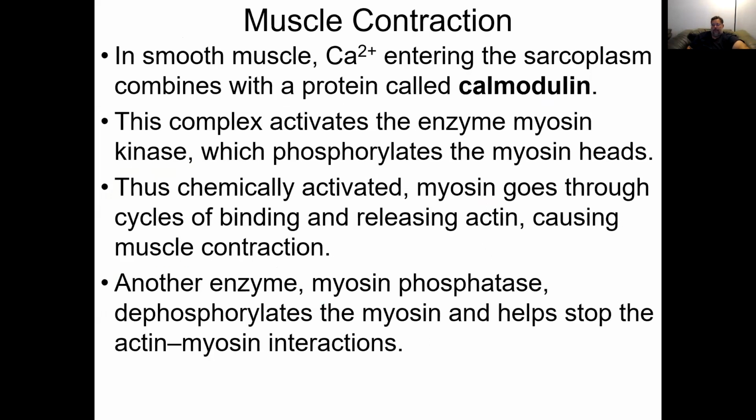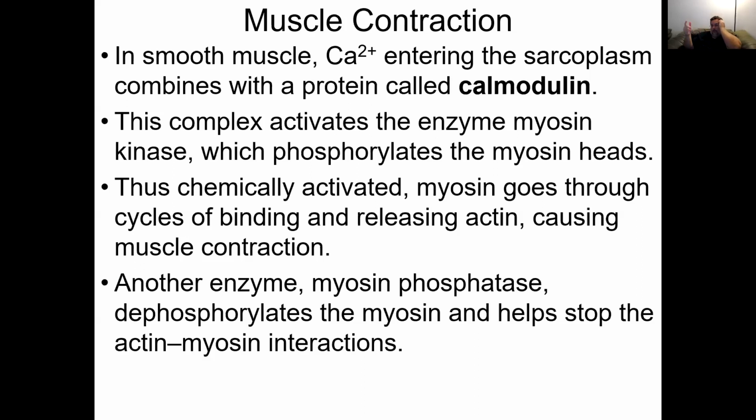This slide is basically saying the same thing. In smooth muscle, calcium is entering from the sarcoplasmic reticulum and combines with the protein calmodulin. Now remember, the sarcoplasmic reticulum is like part of the endoplasmic reticulum. That's why I kept saying reticulum. The sarcoplasmic reticulum holds the calcium. Now, in skeletal muscle, it's a huge amount. There's a lot of it. It's very specialized. But in smooth muscle, the sarcoplasmic reticulum is much, much, much smaller.